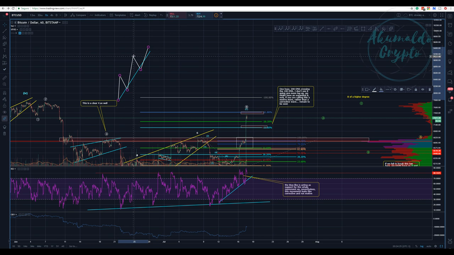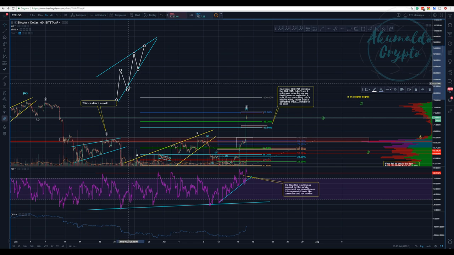An impulse wave would look something like this. What is the difference between the impulse and the leading diagonal? When we have a leading diagonal, we have something more like this. Wave 4 is almost retracing to the region of wave 1, and then we have a wave 5 that is shorter than wave 3, and then we can draw a diagonal here. This is a leading diagonal.